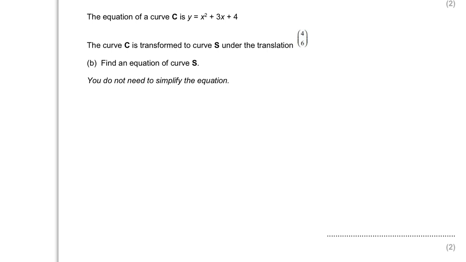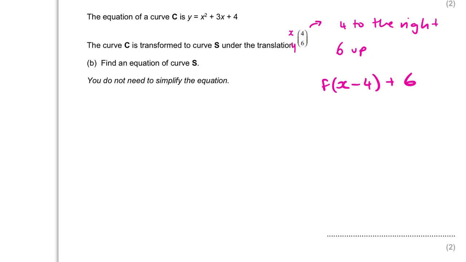So the equation of the curve is y equals x squared plus 3x plus 4. The curve is transformed to curve S under this translation. So what does this translation mean? It means it's 4 to the right and 6 up. Everyone happy that this is x, y? Now, if I was to write this in a function form, technically I'd say f of x minus 4 plus 6. Okay, so let's make sure we're happy with this.